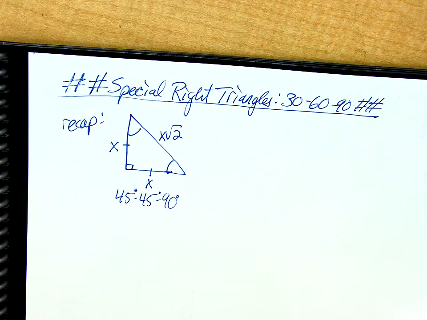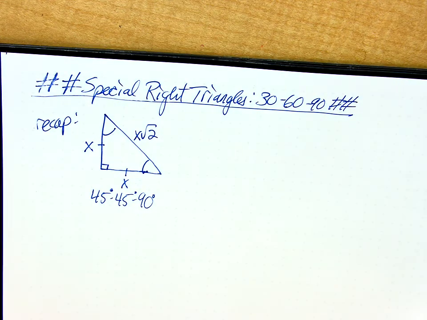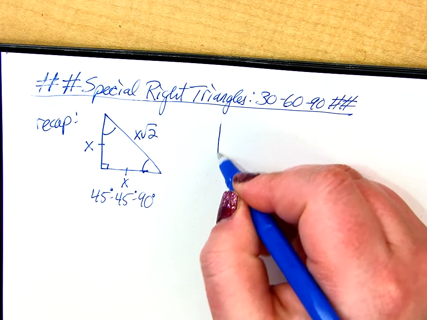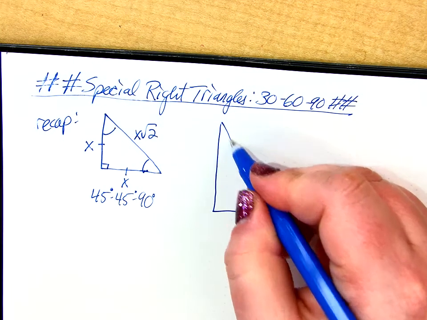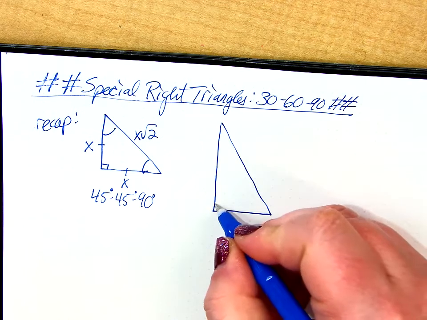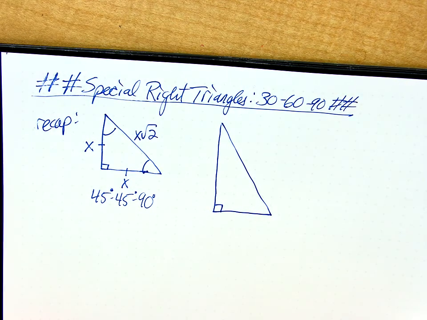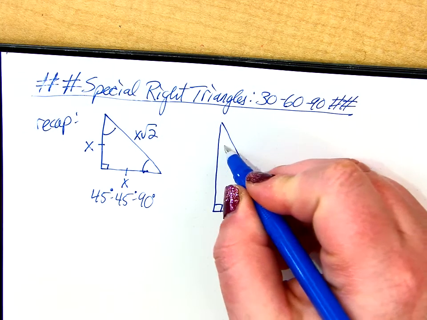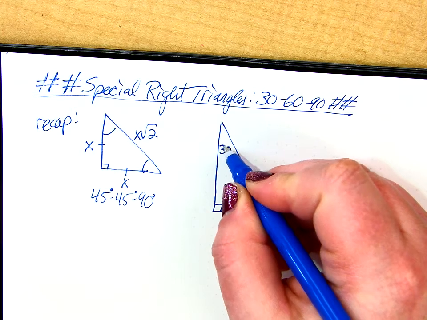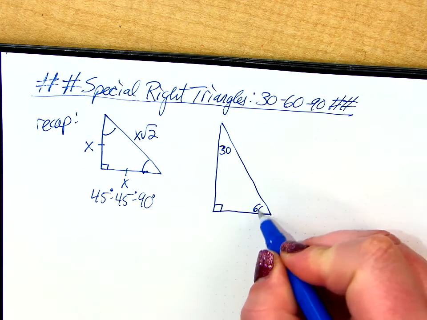Now today we're going to look at the other special right triangle, which is this guy, the 30, 60, 90. So here's the pieces that you need to know about this one. Obviously you're still going to have a 90-degree angle. And then one's going to be 30 and one's going to be 60, right? So this one looks a little smaller, so I'll make that the 30. And I'll make this the 60.